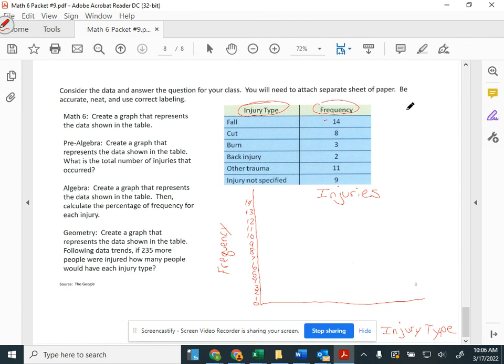Landon? Bars. So if on the bottom I want injury type, I put the list of the injuries. So I'm going to put fall, then cut, then burn, back injury, other trauma, and then injury not specified.